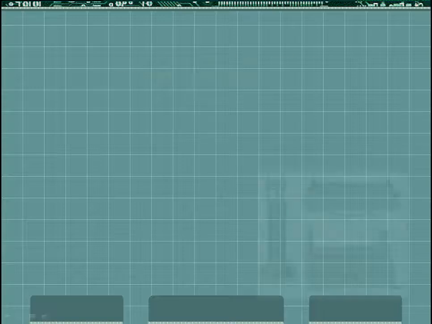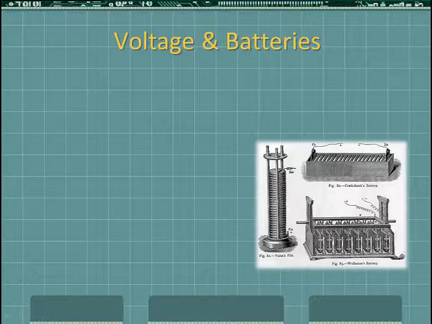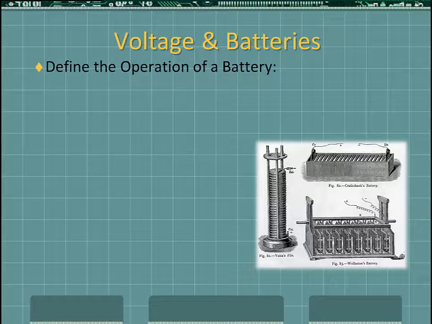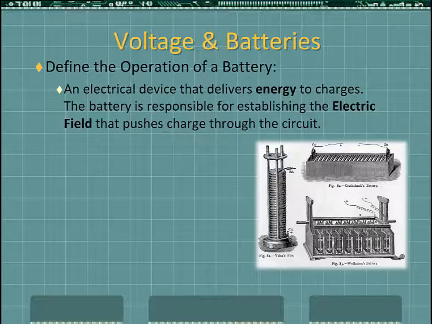Next, let's dive right in and define the voltage source, which is our battery. What's the purpose of a battery? A battery is simply an electrical device that delivers energy to charges. And really what a battery does is it sets up an electric field that provides energy to move those charges through. And these are some pictures of early batteries that were developed.